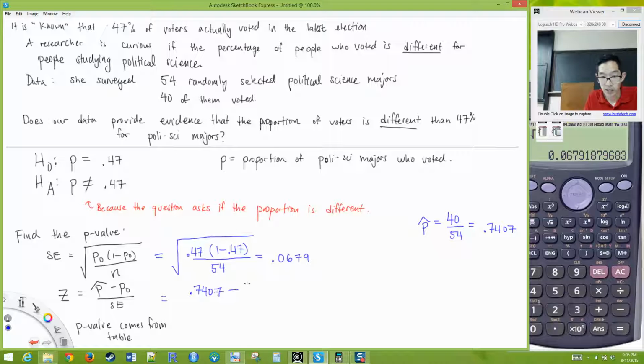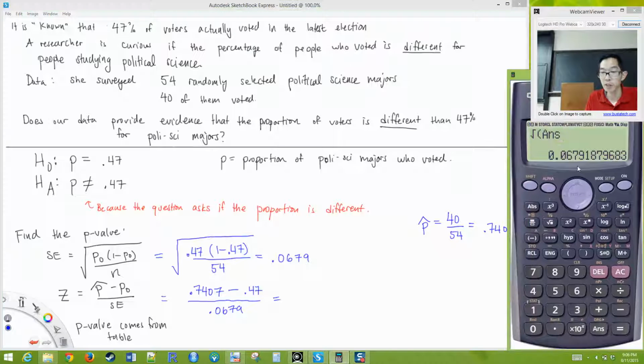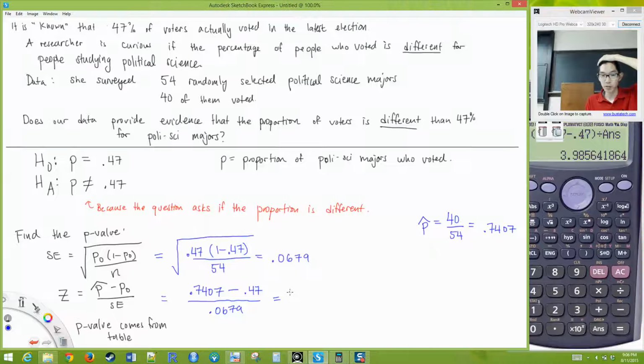0.7407 minus 0.47, divided by 0.0679. Depending on your rounding, I'm going to leave this in here, but I'm going to put in 0.7407 minus 0.47, and because I already have 0.0679 in here, I'm just going to divide by the answer. So I get 3.9856. I'm just going to round off to 3.99. This is my z-score.